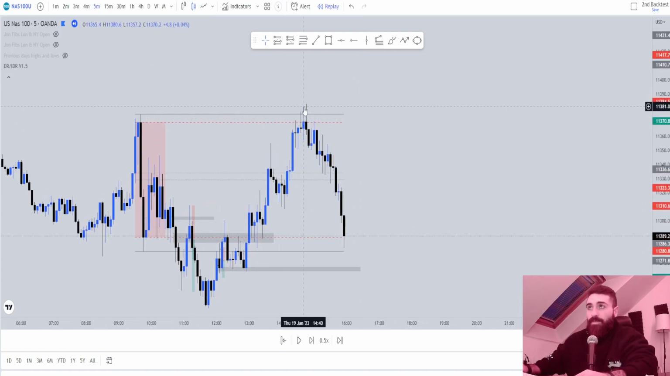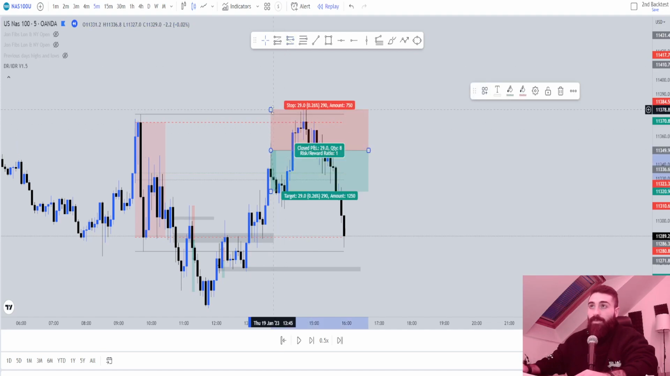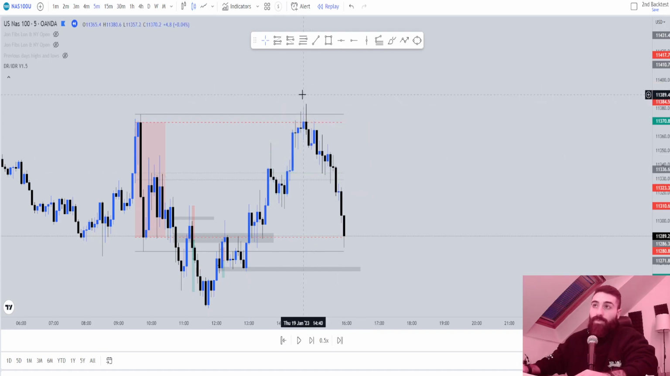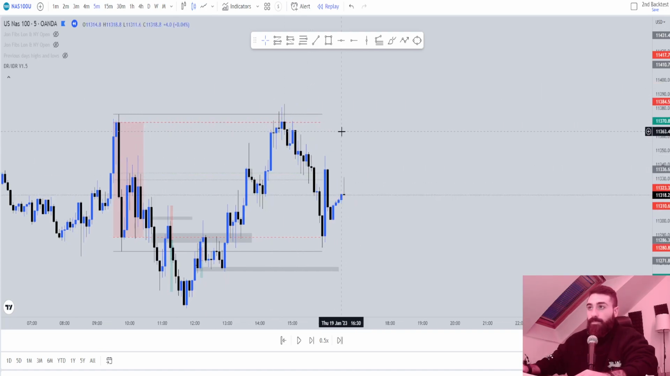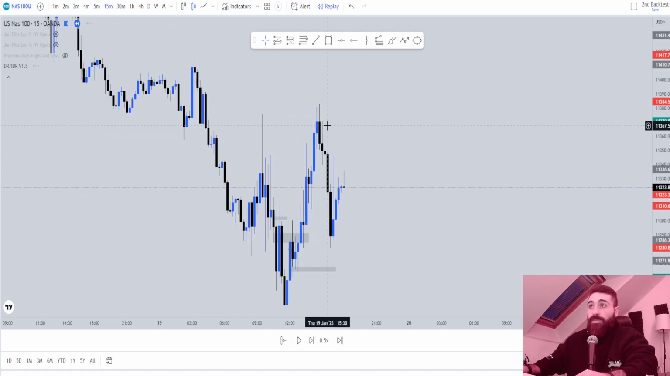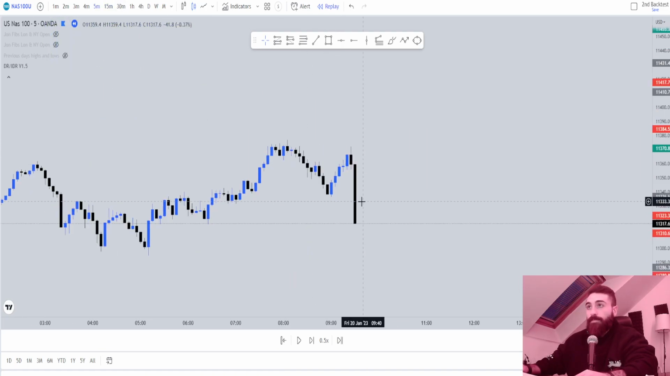As we can see, we didn't close above it, but we took liquidity. So if we had our stop loss somewhere above it here, we would have been taken out. Okay, so we didn't close above it, but we took the liquidity. So this day is finished. Let's see.